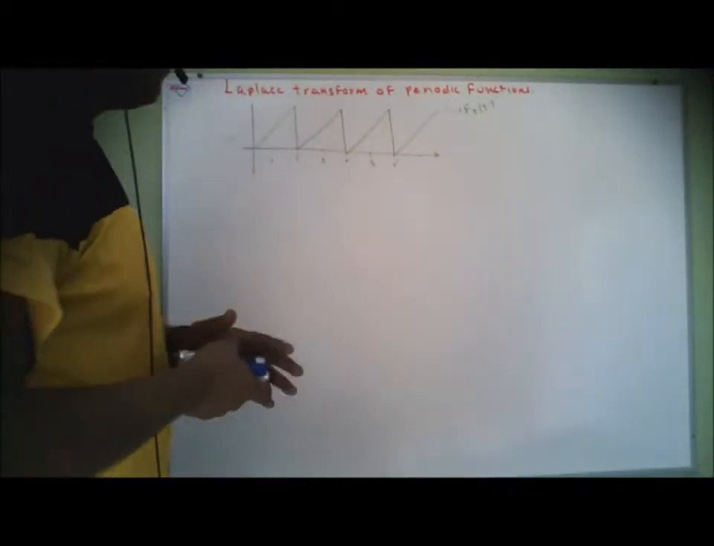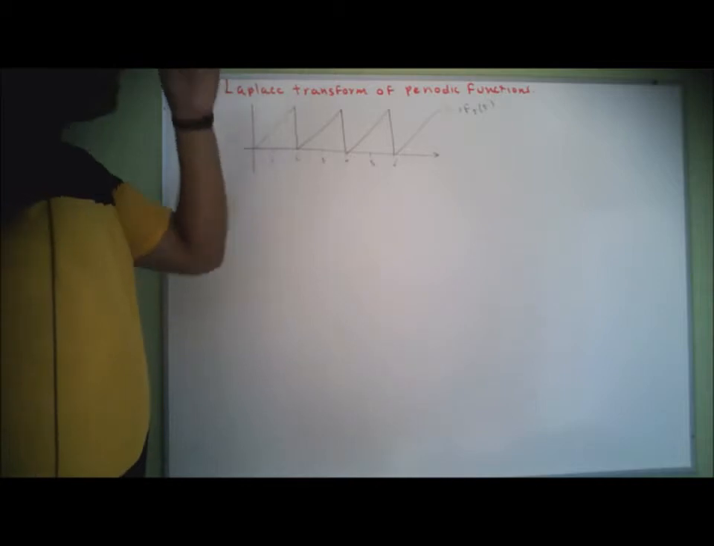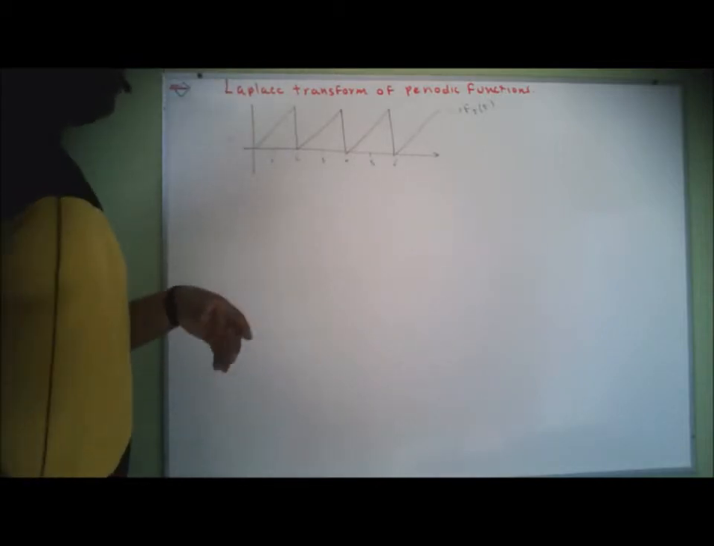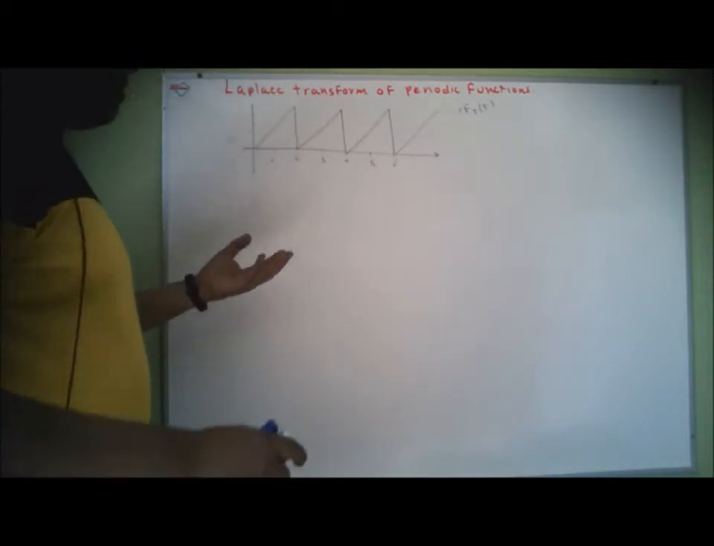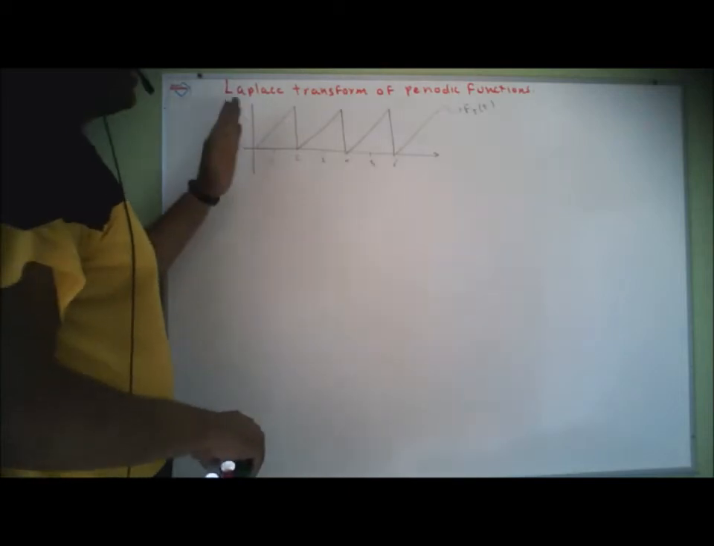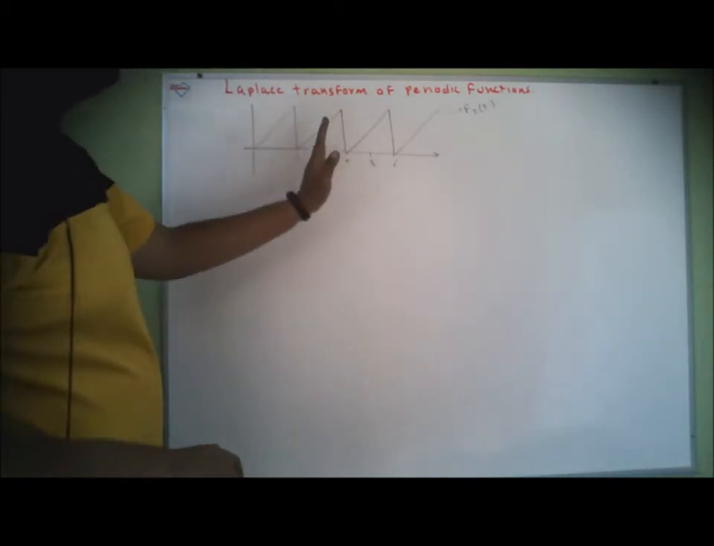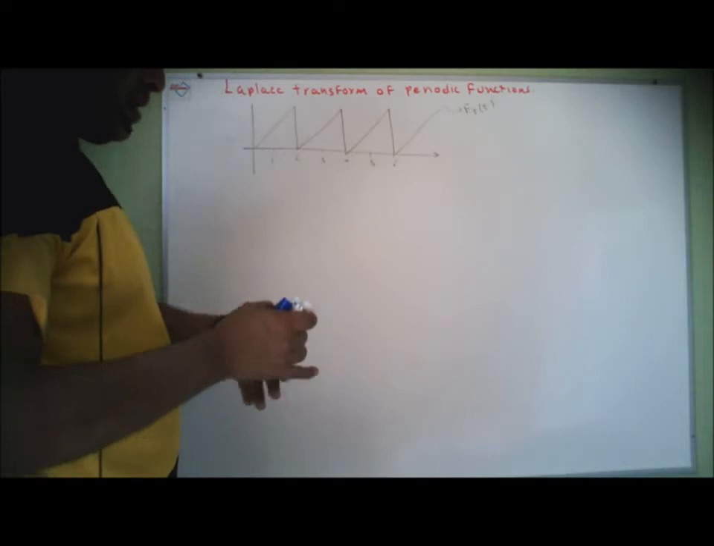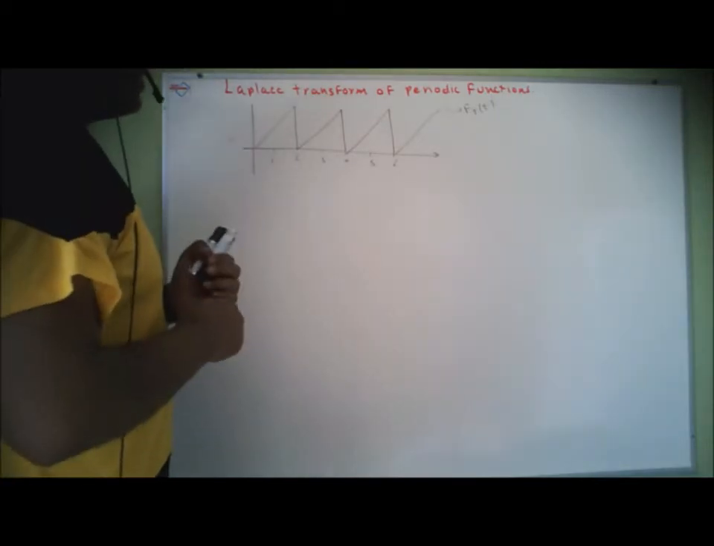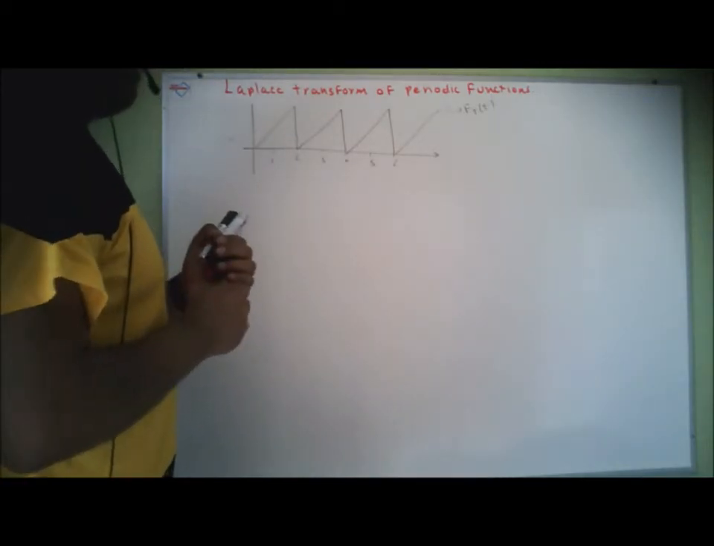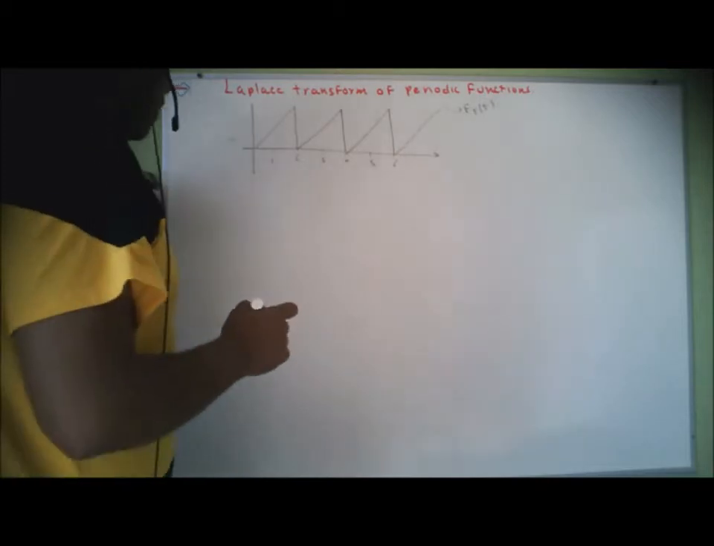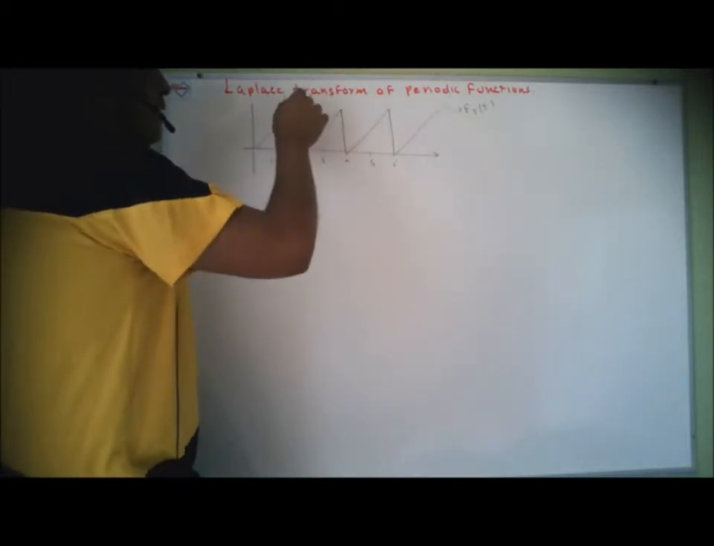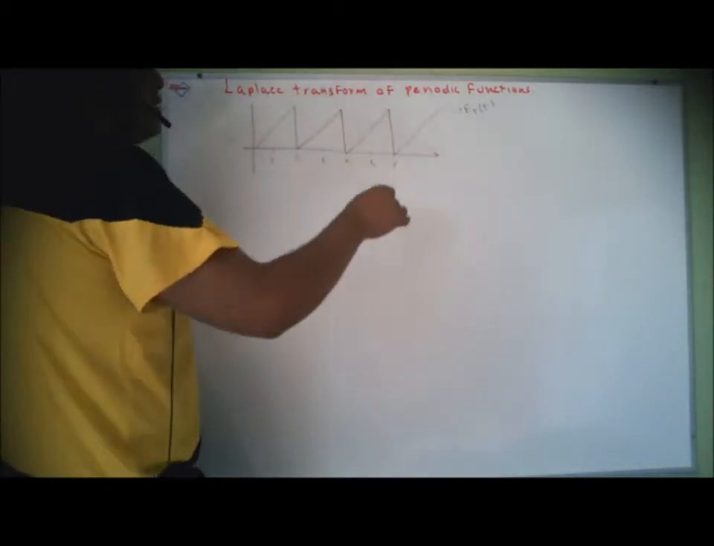Okay, engineers, in this video we are going to see how to get the Laplace transform of periodic functions. First of all, what is a periodic function? Well, a periodic function is a function that repeats itself after a certain amount of time. For instance, this is a sawtooth function where it goes up and then drops, goes up and drops, and so on.